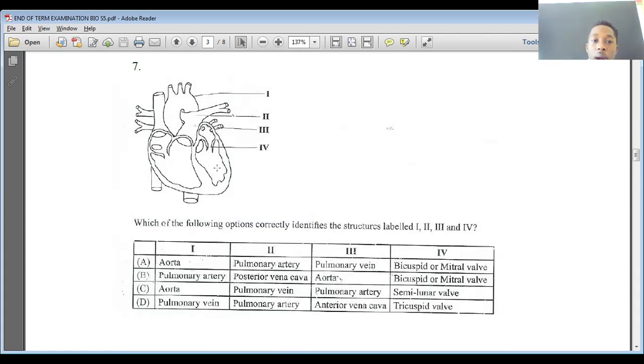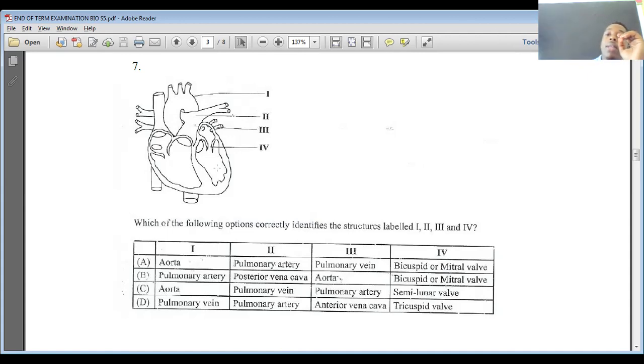Looks like the pulmonary artery. Oh yes, look at it carefully. It's A, right. So you're seeing that whenever you are identifying the aorta, right?